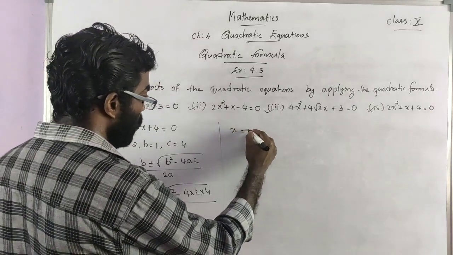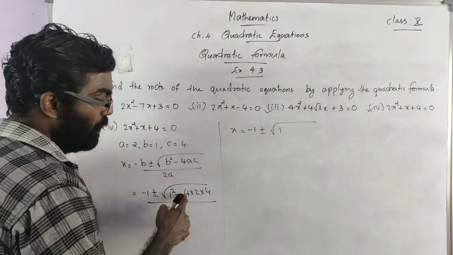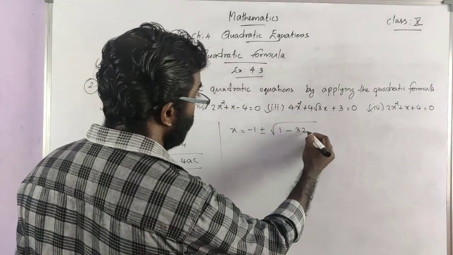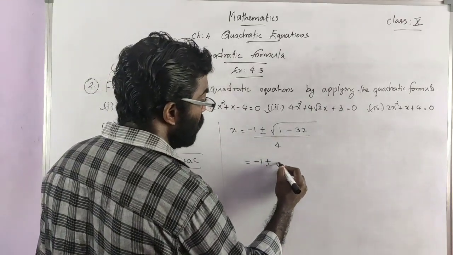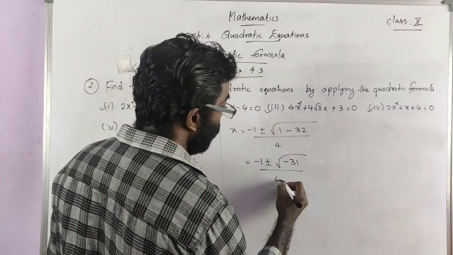That is x is equal to minus 1 plus or minus root of 1 square is 1, 4 into 2 is 8, 8 fours are 32, minus 32, divided by 4, which is equal to minus 1 plus or minus root of 1 minus 32, that is minus 31, divided by 4.